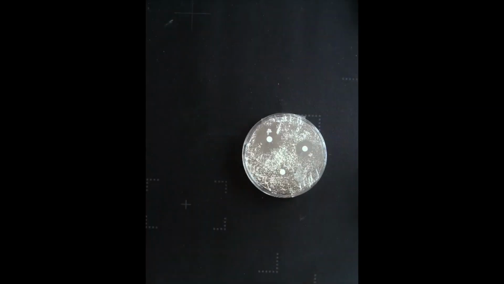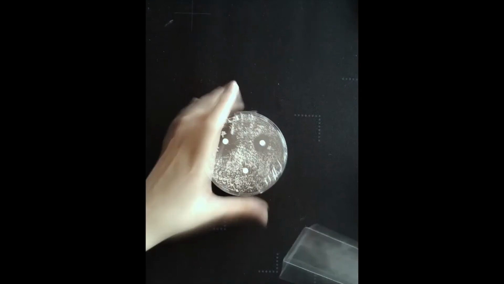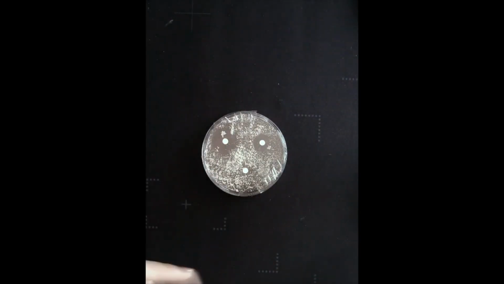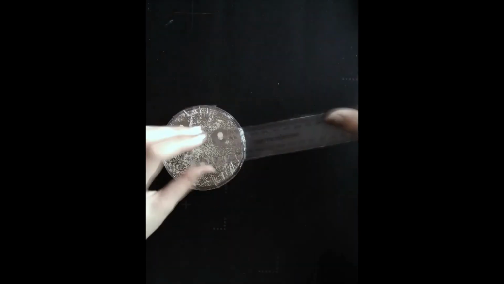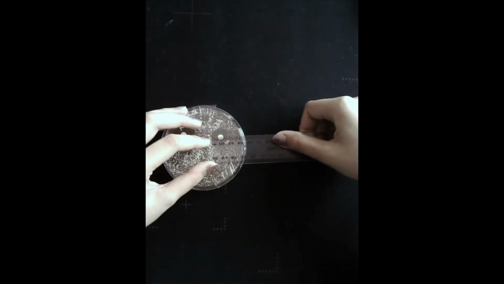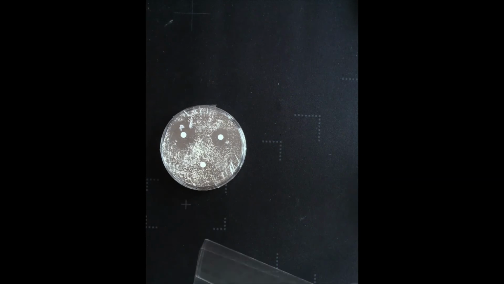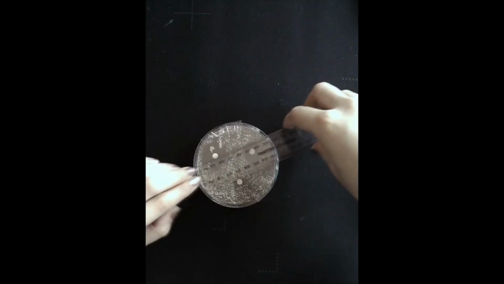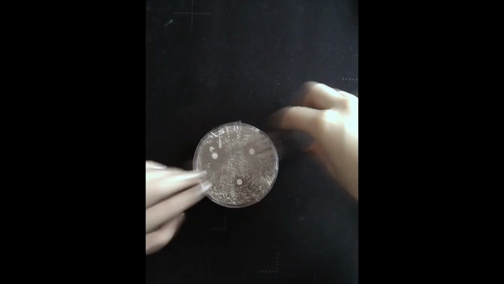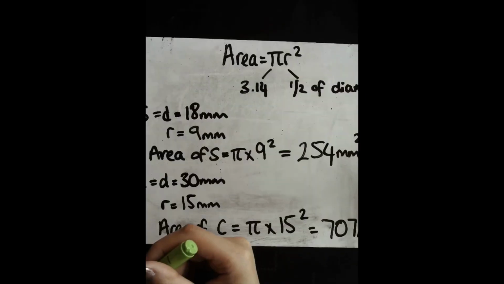So just going to turn this over. What you need is a ruler, and you need to measure the diameter of both inhibition zones, and you are going to measure in millimeters. Just to remind myself, the small one is S. Now I got approximately 18 millimeters for the diameter. For antibiotic C, I got approximately 30 millimeters.